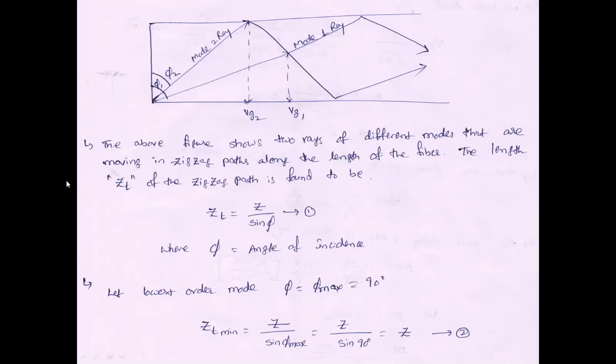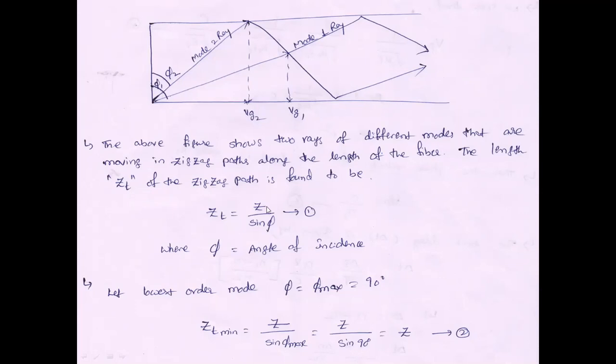Here, in the above figure, we are taking two modes of a signal, mode 1 and mode 2. The group velocity for mode ray 1 is VG1, and the group velocity for mode ray 2 is VG2, and phi 1 and phi 2 are the angles of incidence. Suppose ZT is the path length for a zigzag path. From this end to this end, the length of the signal in the optical fiber cable is ZT, which is equal to Z by sin phi.